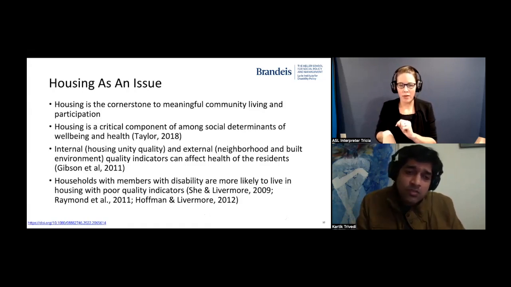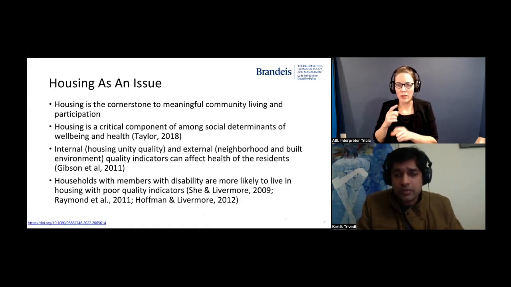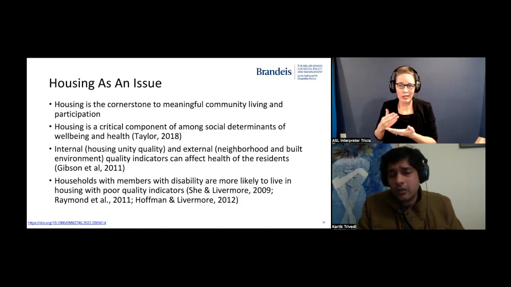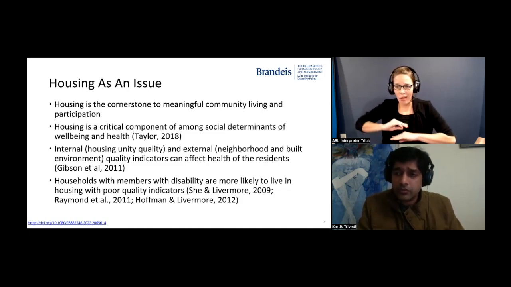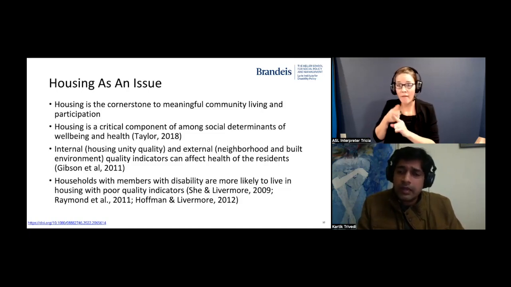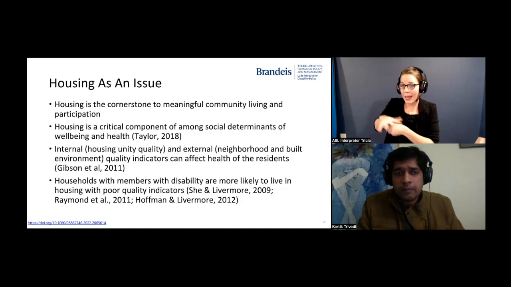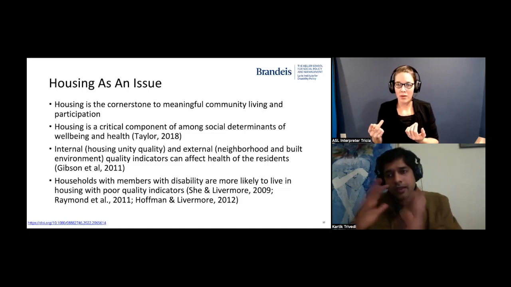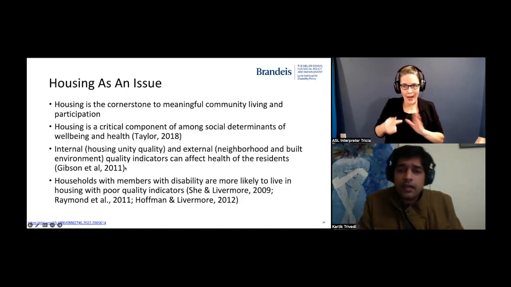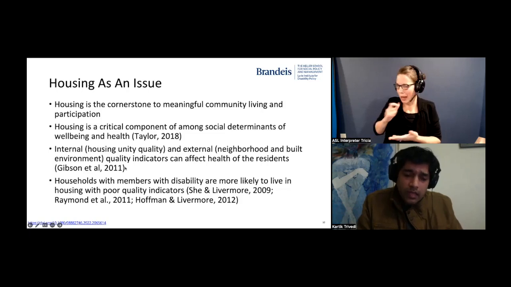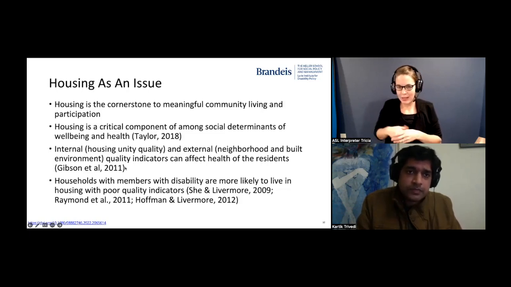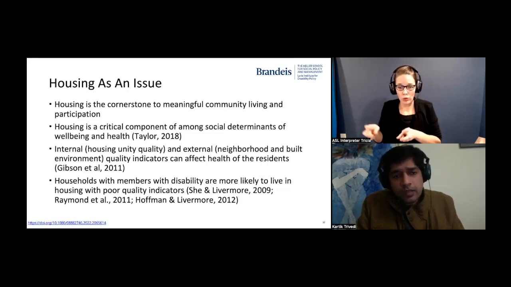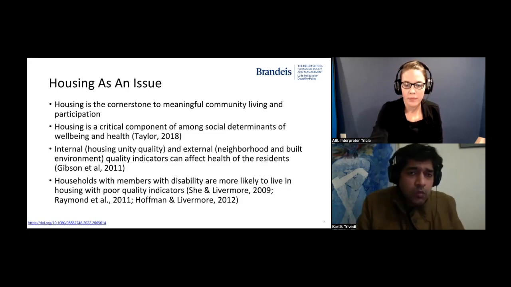And sadly, it also points to the fact that households with members with disability are more likely to live in housing with a poor quality indicator. That means their housing is substandard in terms of construction and quality, and they are also living in bad neighborhoods. So before I started this research, there were already signs that it might not look good for housing needs of LTSS households. Now, looking more at housing as an issue, on to the next slide, please.